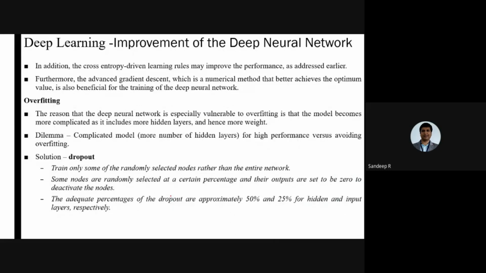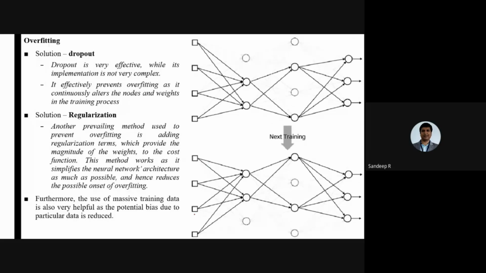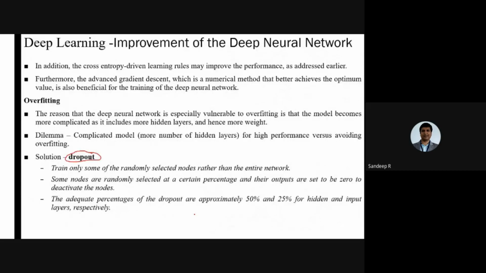But the other interesting solution for overfitting that deep learning provided was dropout. I hope you know this dropout. What is dropout? Let me explain it graphically. At a time, we will not try to train all the nodes. Some nodes are always dropped. Maybe some nodes in the hidden layer, some nodes in the input layer, dropped randomly. How is it chosen? Randomly. So typically 50% of the hidden layer nodes and 25% of the input layer nodes are dropped randomly.